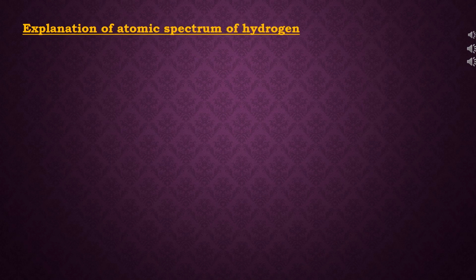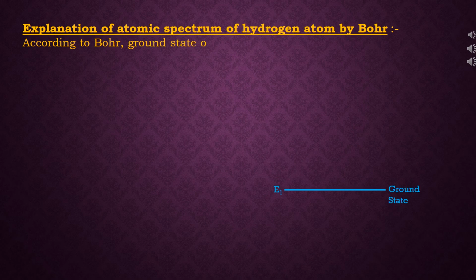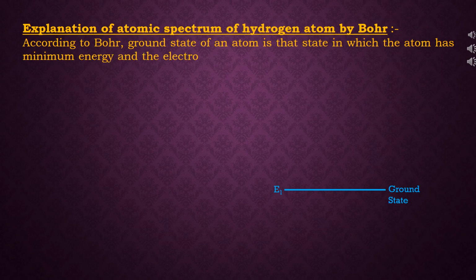Our next topic is explanation of atomic spectrum of hydrogen atom by Bohr. According to Bohr, ground state of an atom is that state in which the atom has minimum energy and the electron is as close to the nucleus as possible.